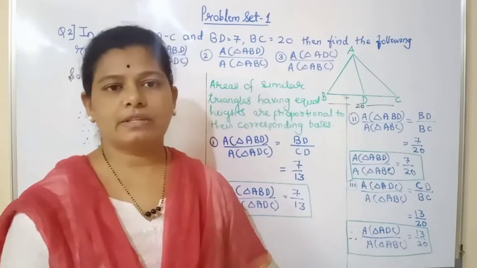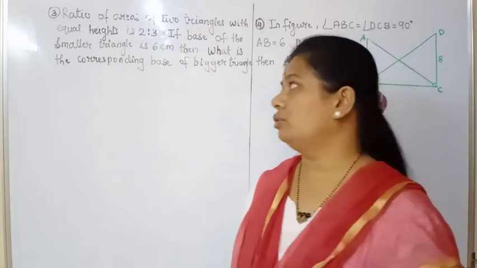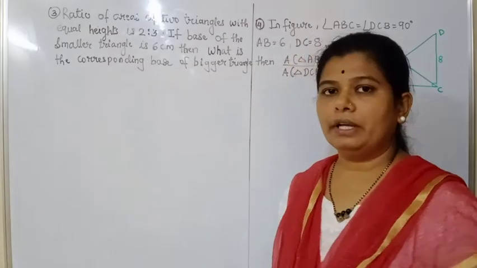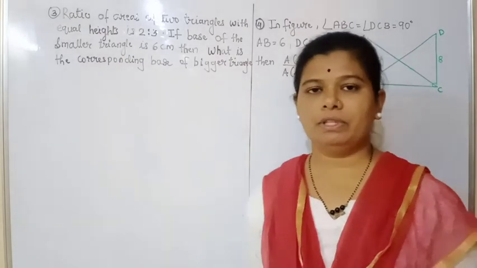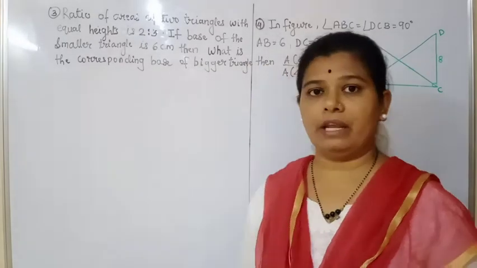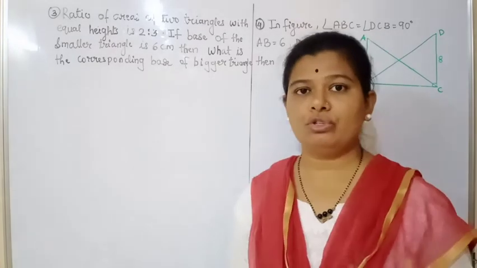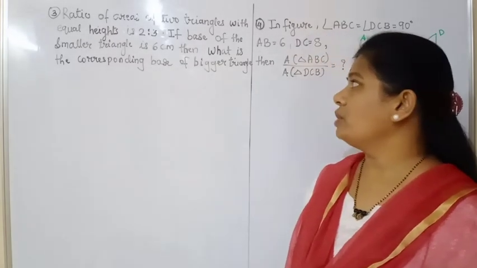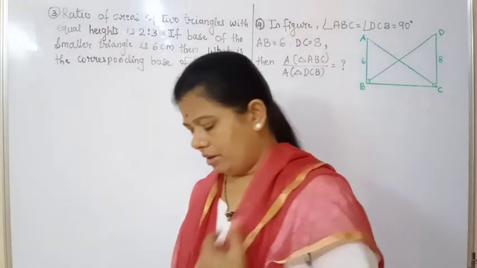Now we'll see the next one. See, the third example I have written on the board. Third and fourth together we are going to see. In the third example, the ratio of areas of two triangles with equal heights is 2:3. So the ratio of the areas is given as 2:3, and these two triangles have equal heights. If the base of the smaller triangle is 6, then what is the base of the bigger triangle?